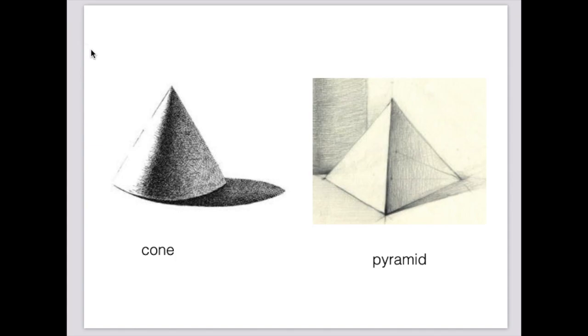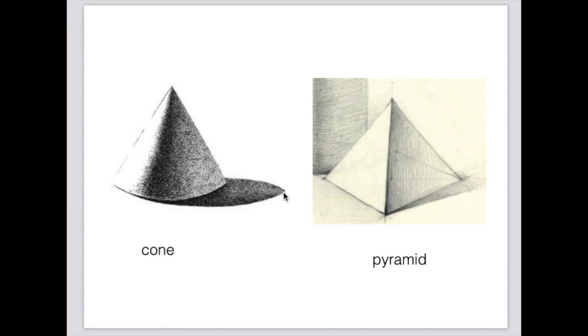Light logic of a cone. All these light sources are coming from the left, so light source coming in from the left. We have our whole light area here. A little bit of a gradation here into our core shadow, the darkest part. Keeps turning, lightens up again when we get into our reflected light over here. And then our cast shadow here on the surface.